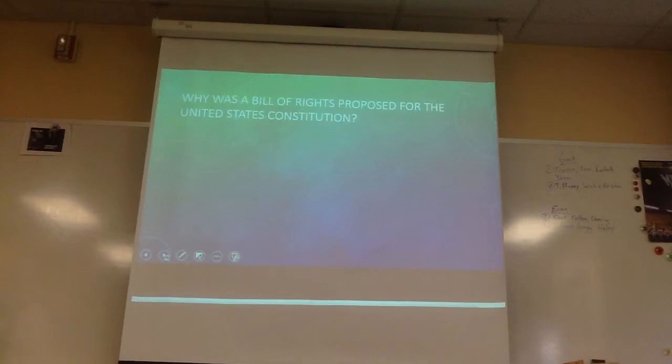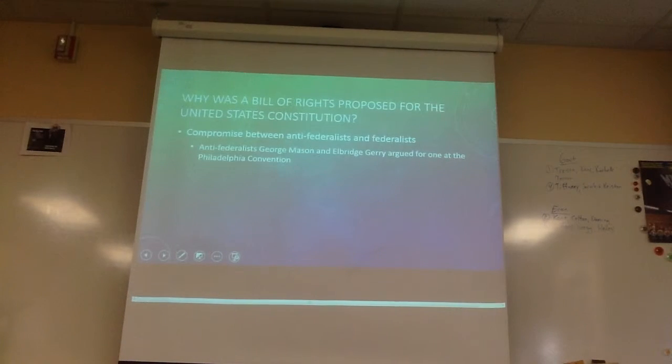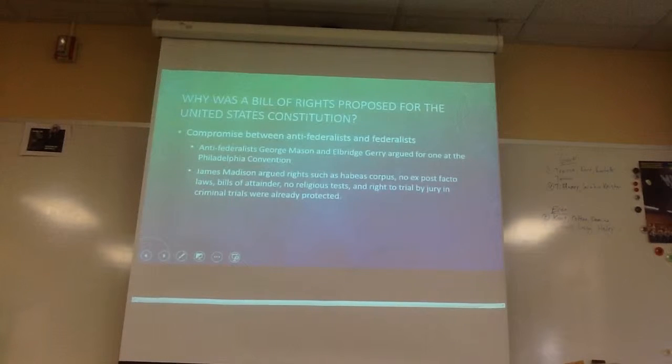Why was a Bill of Rights proposed for the United States Constitution? Let's start off with talking about the compromise between the Federalists and Anti-Federalists. Anti-Federalists like George Mason and Elbridge Gerry argued for one at the Philadelphia Convention. So the debate began at the Philadelphia Convention. Then you have James Madison, who argued rights like habeas corpus, ex post facto laws, bills of attainder, no religious test to hold political office, and the right to trial by jury in criminal trials were already protected in the body of the Constitution. So what would have been the purpose of restating them in a Bill of Rights?